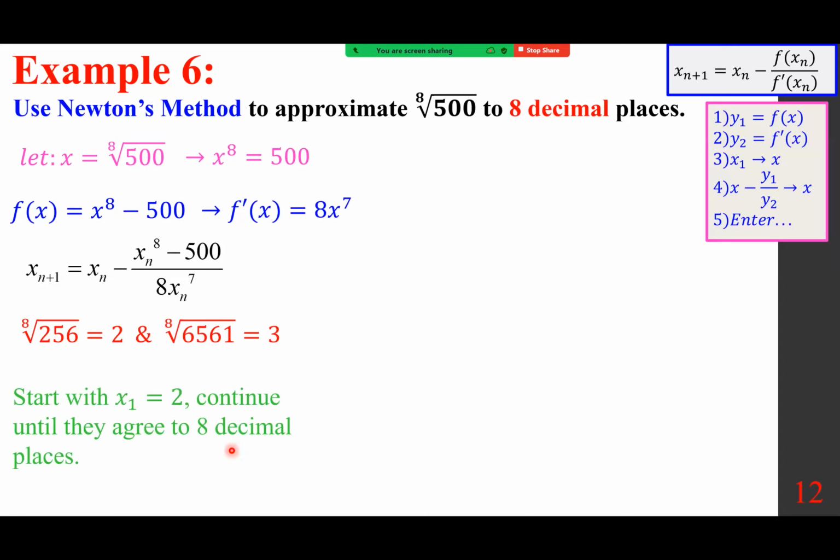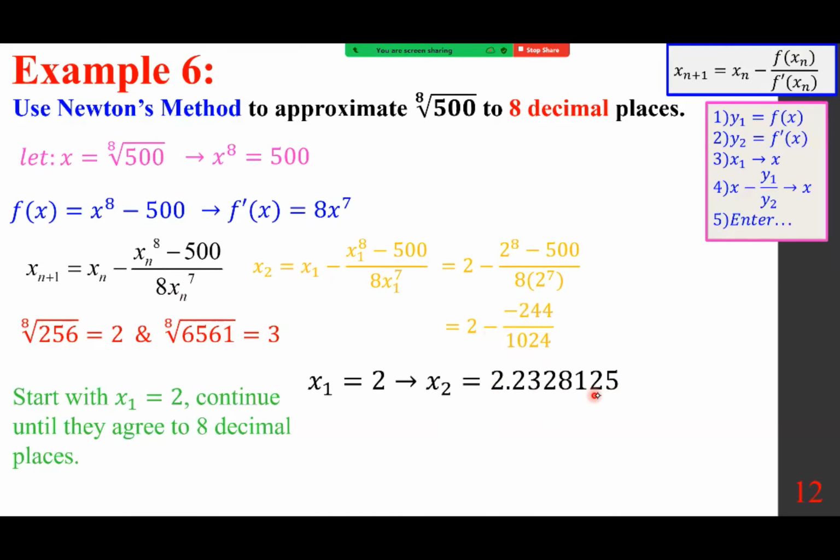8 decimals. So according to this formula, therefore, x sub 2 is x sub 1 minus x sub 1 to the power of 8 minus 500 over 8 x sub 1 to the power of 7. And we've chosen 2, so we're going to replace the x sub 1 on the right side, each and every one of them, with number 2. Again, since this is doable, you raise this to the power of 8, you subtract 500, you raise this to the power of 7 times 8. And this is 2 minus negative 244 over 1024. This makes it positive, and if you use a calculator, it gives you this answer.